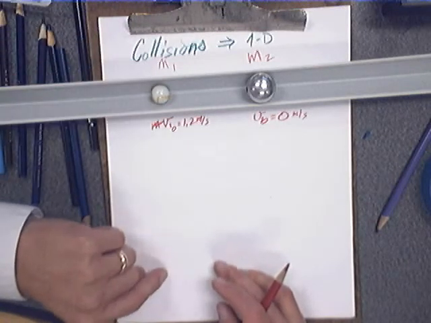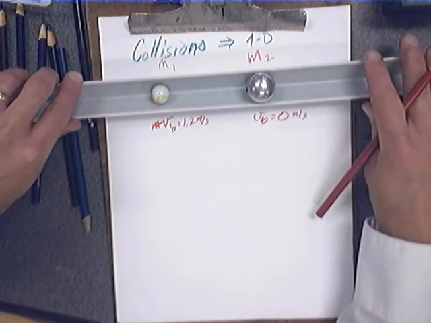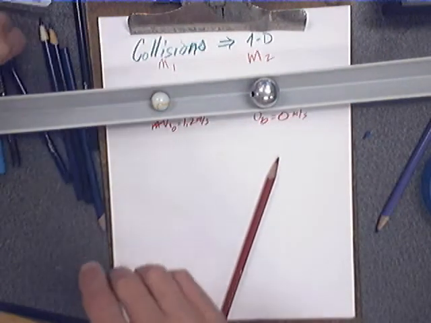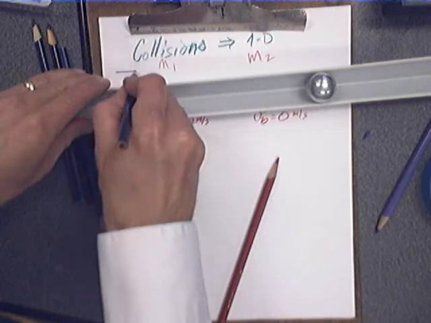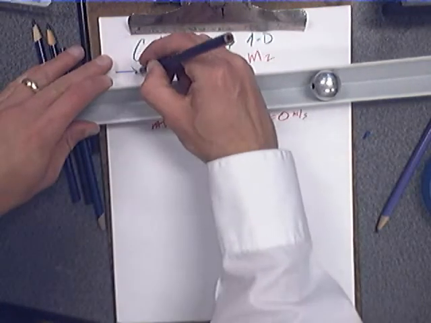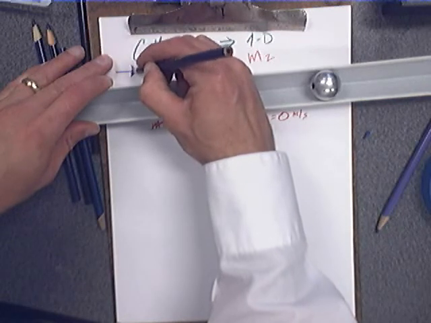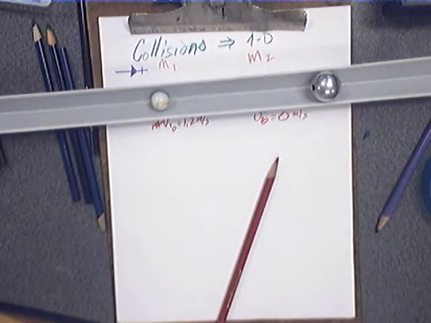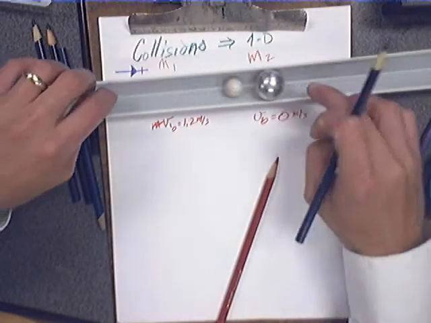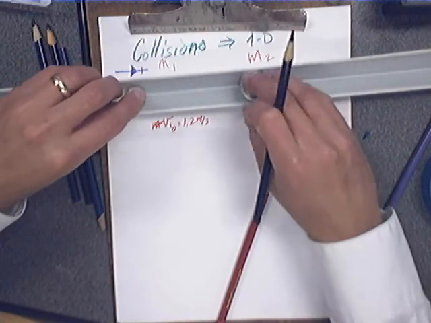Wait, which direction? I'm constrained. I have 2 directions to move. I can move this way or this way. So I'm going to call this way positive. Now, when I move in this direction, they're going to run into each other and hit. Let's find out what happens.